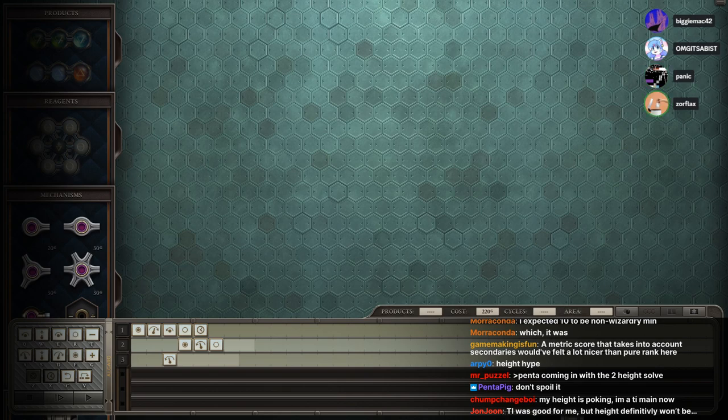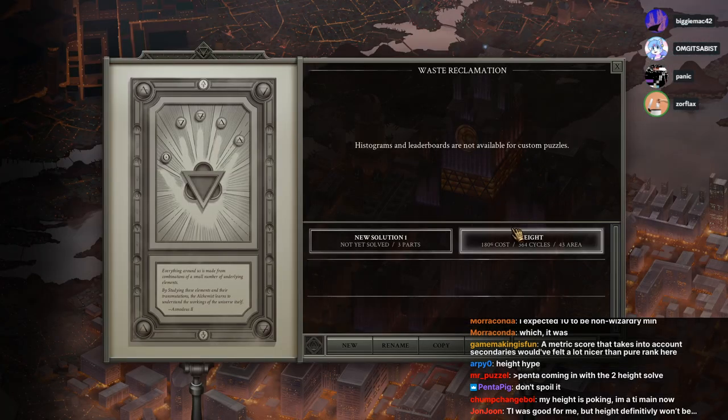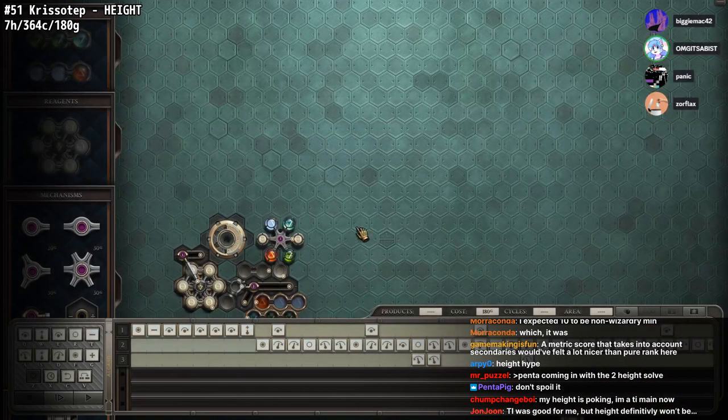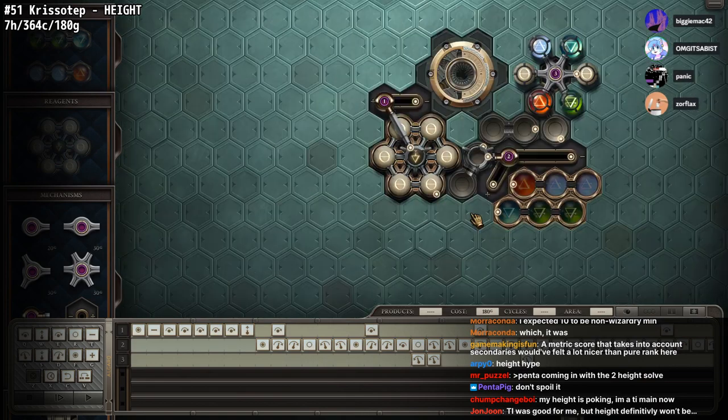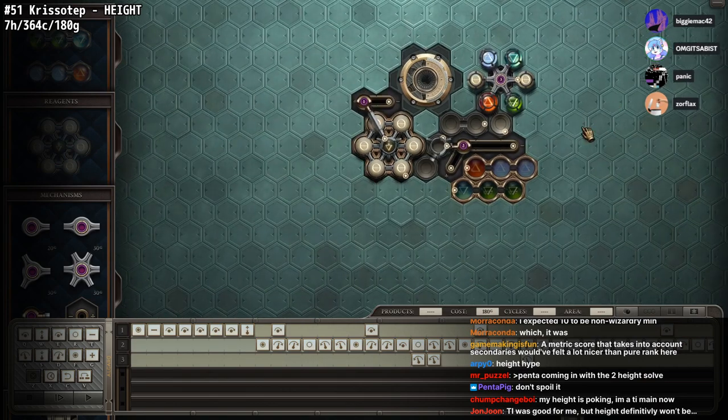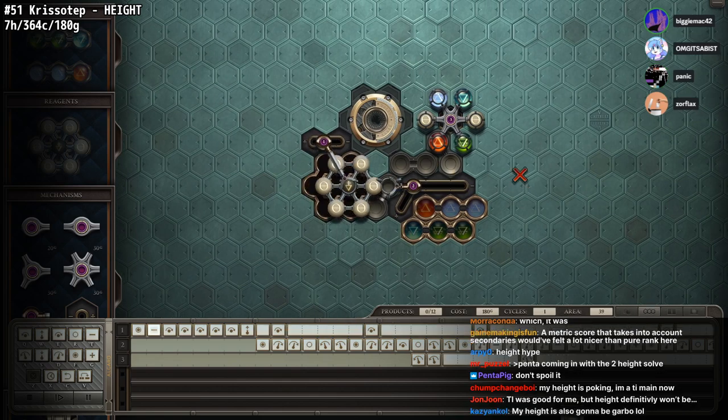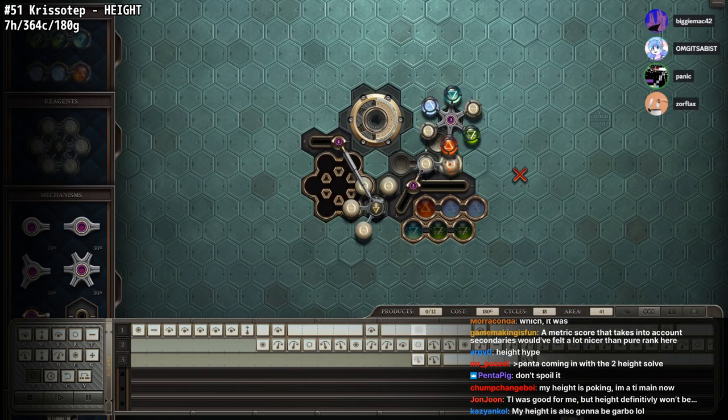Yeah, I do not rate my height solve nearly as highly as, don't spoil it. Yeah, no, height is difficult. We're starting at 364. All right. Oh, wait, no, this isn't even 3 height. Let's see here. Yeah. This is an area-ish solve. Area-ish. So, let's see if this works.